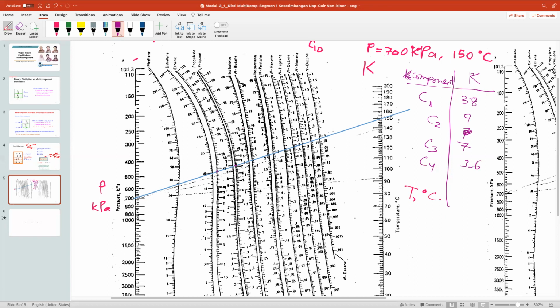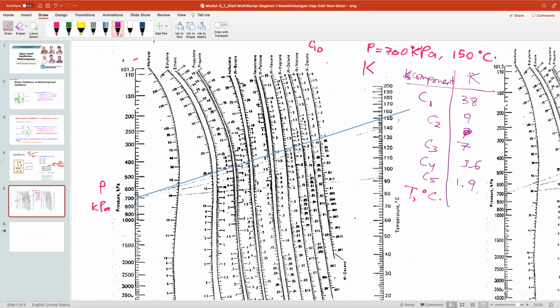For the assignment, of course, I'm going to give you a clearer one compared to this. It should be much easier. And this one is 1.5, this is 2, so maybe 1.9, for example. Okay, so this is an example of how to read the component K values at a certain pressure and temperature.